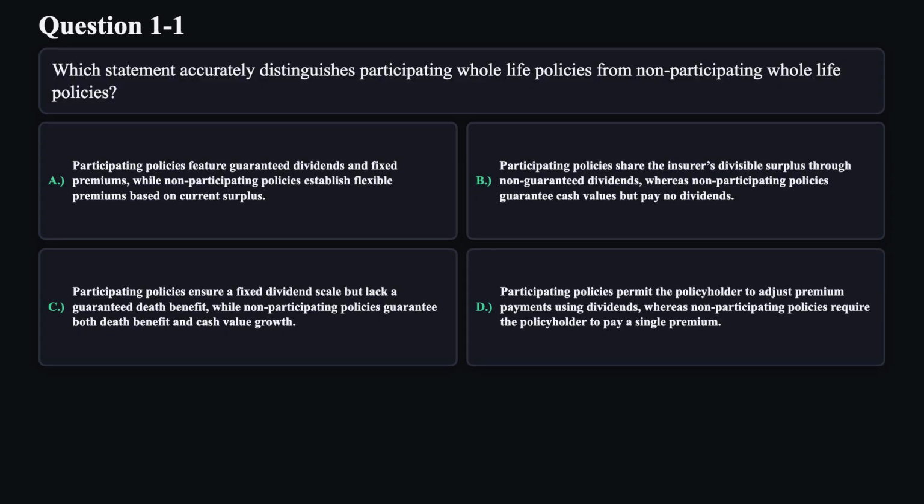D. Participating policies permit the policyholder to adjust premium payments using dividends, whereas non-participating policies require the policyholder to pay a single premium. A countdown circle appears in the top right. Once it completes, the answer is revealed. You can pause at any time if you'd like longer to think. If you'd like additional practice covering more topics, see the description for our book.